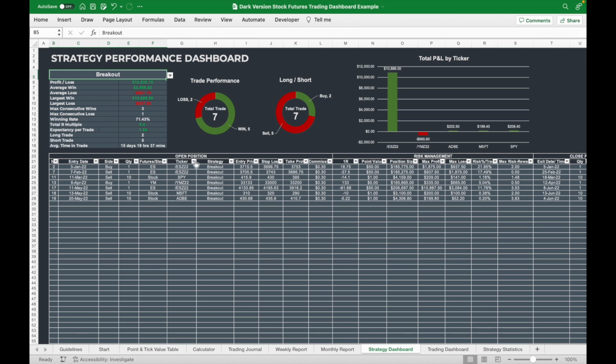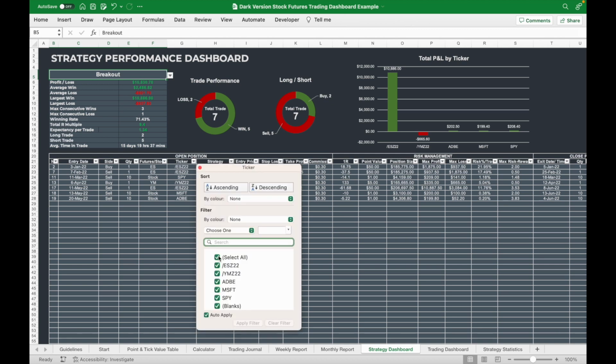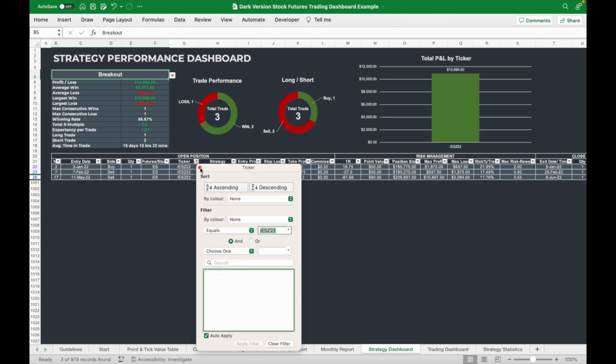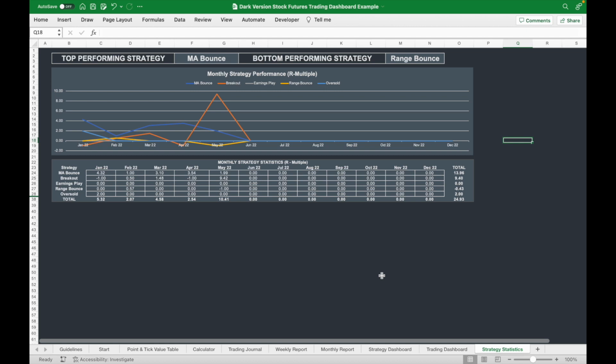The funnel icon here lets you filter results by ticker to identify the win rate for a specific ticker when using the strategy. So when you want to identify a specific ticker's profit and loss, simply unselect all the tickers and then select the ticker that you want to see the strategy performance for. Additionally, the strategy statistics section provides a comparison of the best and worst performing strategy and a monthly comparison of strategy based on R multiple.